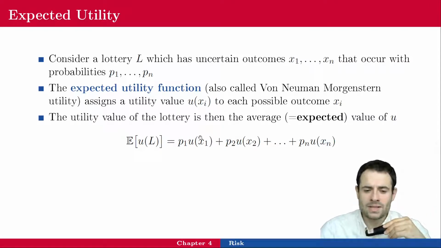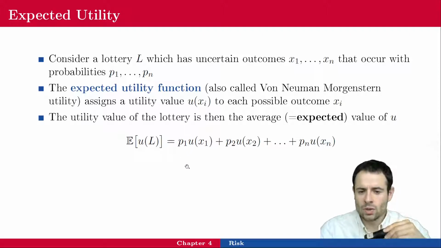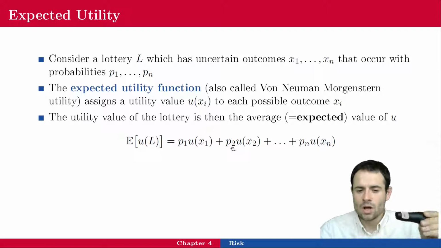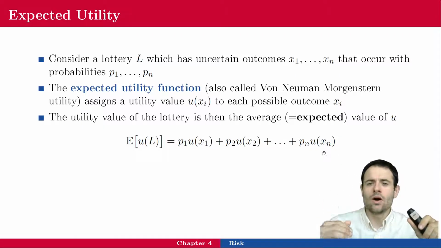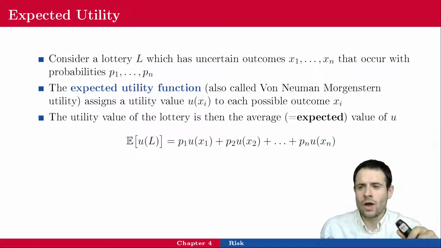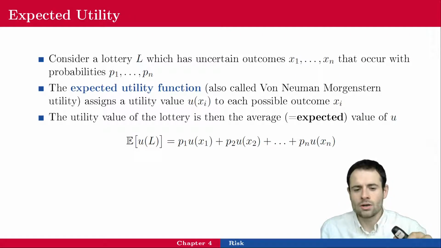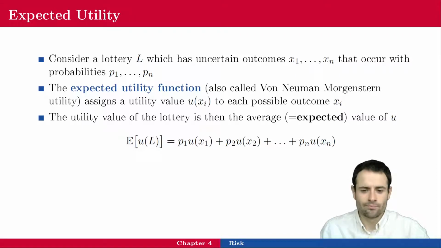With probability P1, your utility will be u of x1. With probability P2, your utility will be u of x2, and so on and so forth. The same way you compute your average grade, or your average gain, or your average wage, and so on, you can compute your average utility over something that is risky.